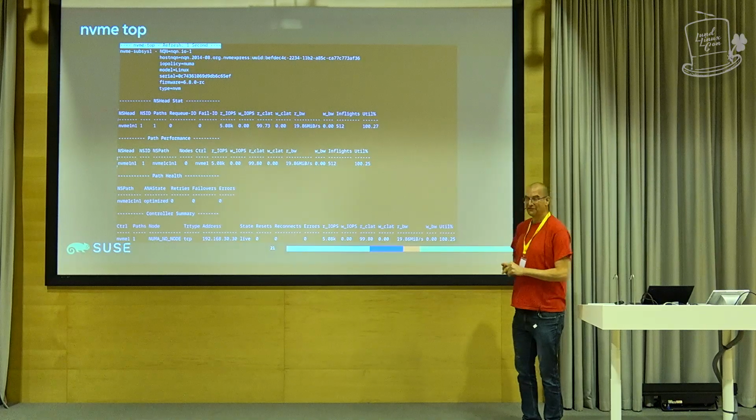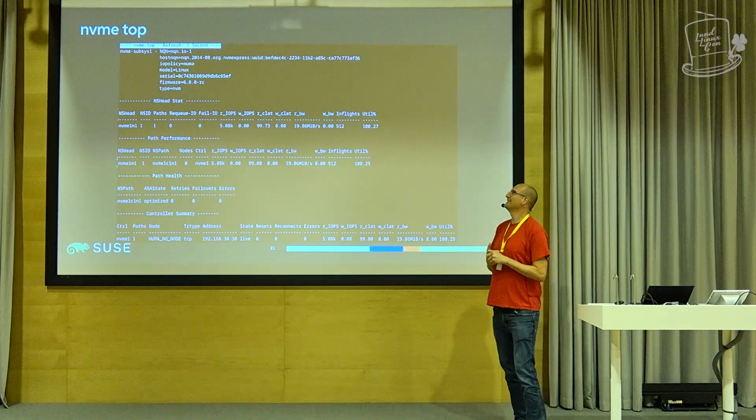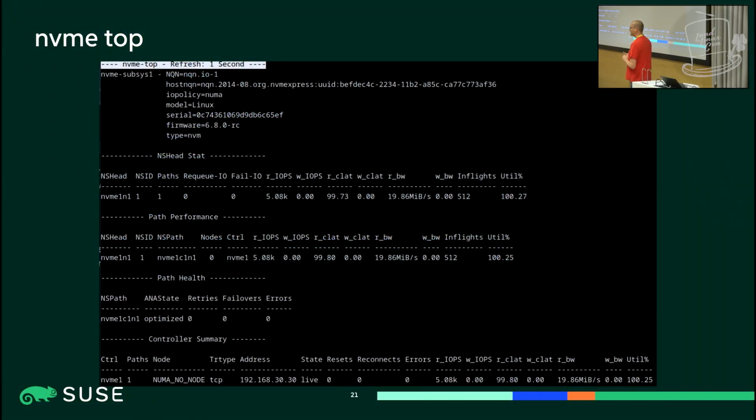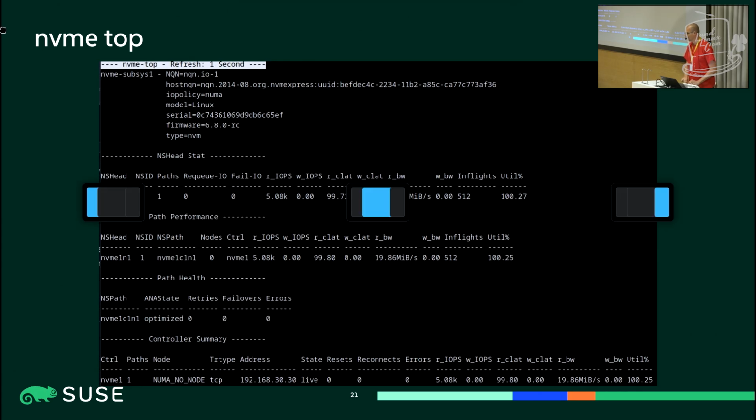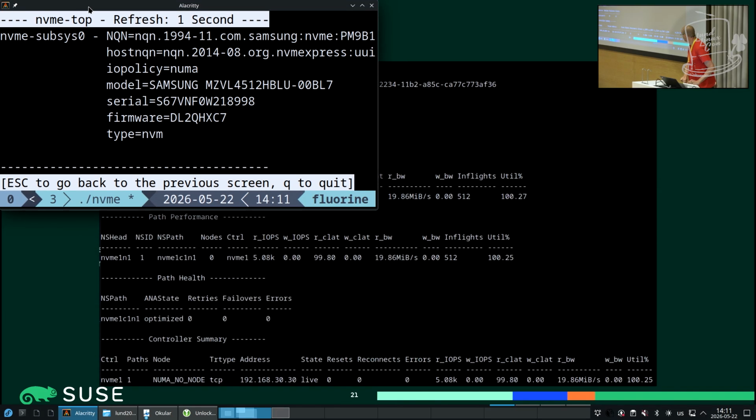Okay, one of the other things that happened is nvme-top. So nvme-top is the idea that we need more insight into what's happening inside the system. And this is now for a single path device. But let me show you the live version.